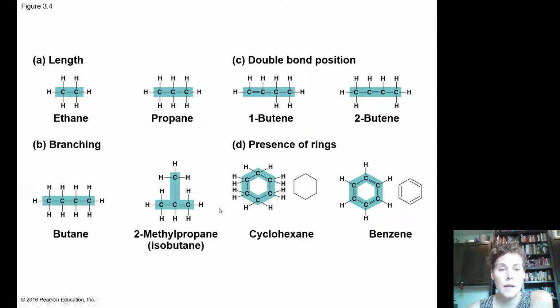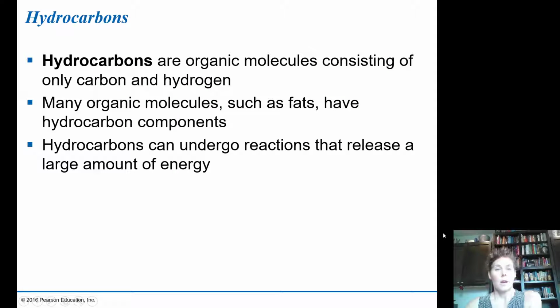So all of these things are basically called hydrocarbons. They're carbons with hydrogen tails covalently bonded or linked to them. Hydrocarbons are organic molecules consisting of only carbon and hydrogen, as the name looks like it would mean, right? Many organic molecules, such as fats, have hydrocarbon components. So in the lipid group, they have these giant hydrocarbon tails.